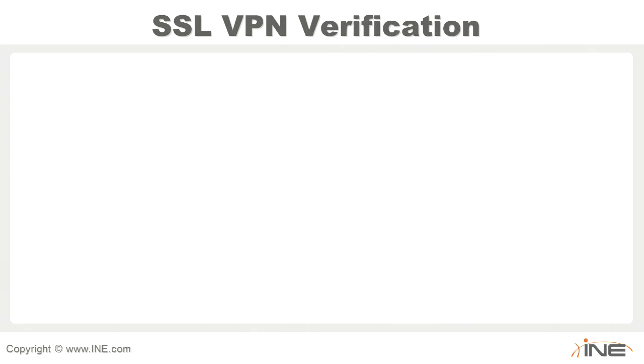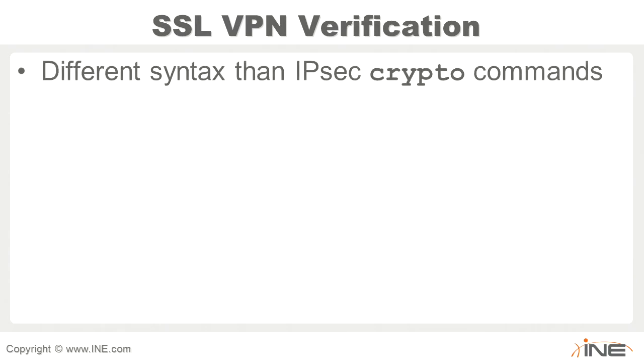Now, a couple other brief notes on the syntax for the SSL VPN. Since we're no longer using IPsec as the transport, we're no longer using the crypto command set. Where previously we would look at the show crypto isakmp sa for our phase 1 verification, the show crypto ipsec sa for phase 2 verification, and then look at various debug crypto outputs in order to see any problems in the phase 1 or the phase 2 negotiation.